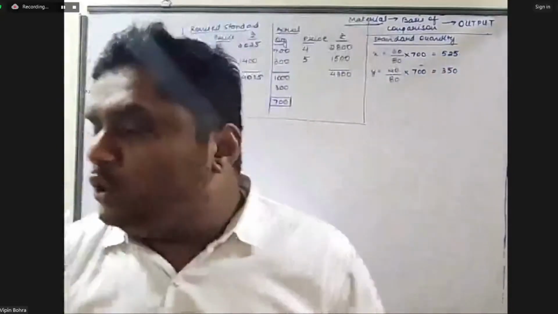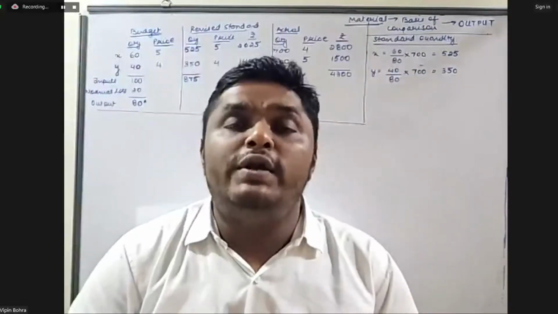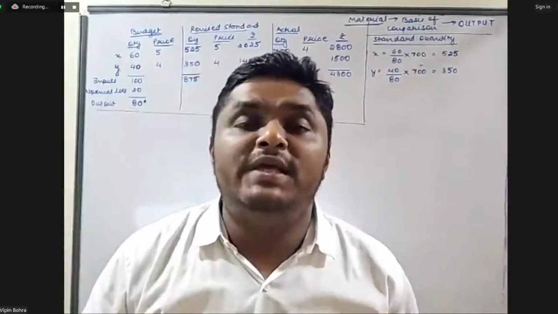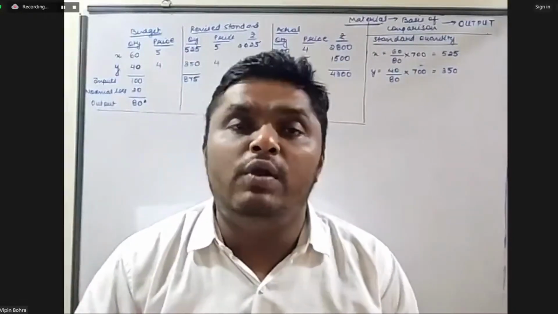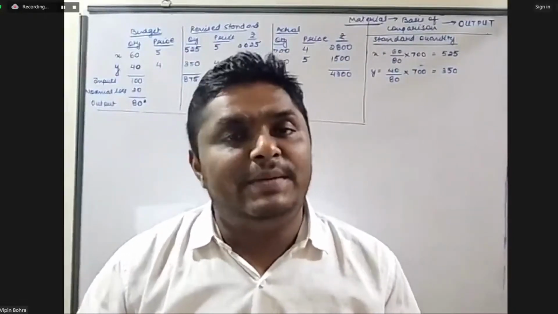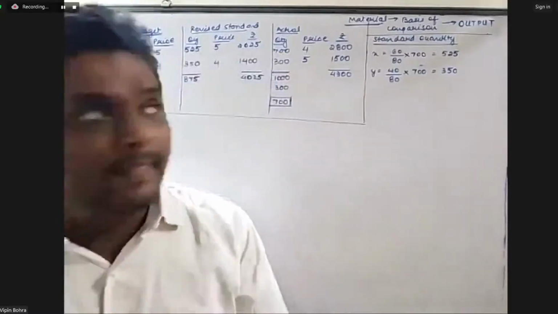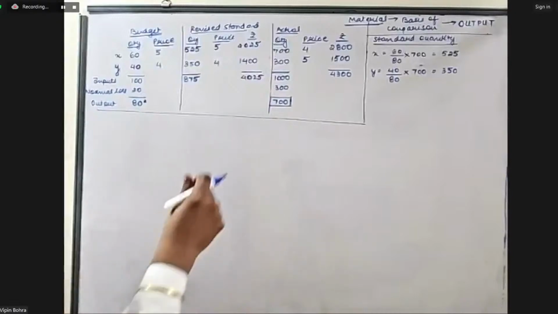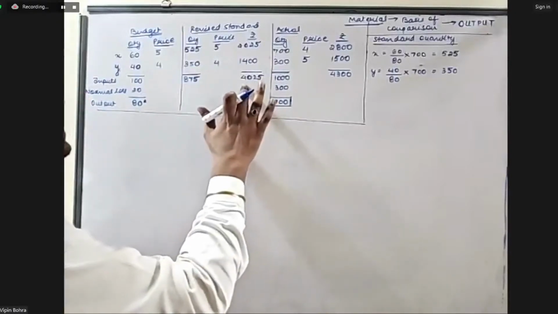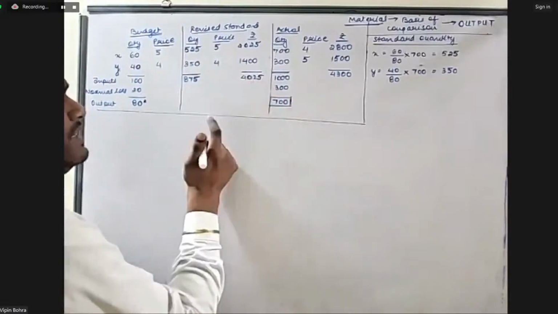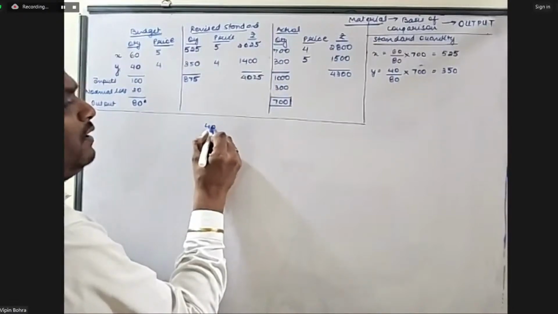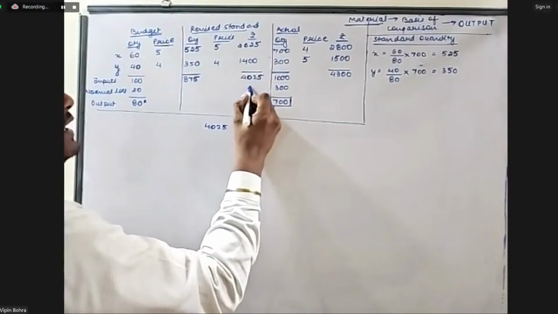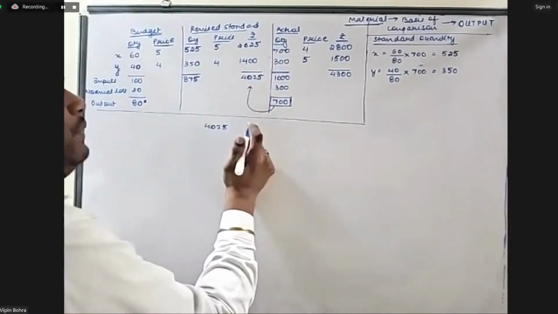Again, don't try to do any sort of rectification. Don't try to memorize any formulas. Just use your brains and apply the concept of why we are doing all this. You'll be able to understand the chapter in a better way. So very simple, guys. For this 700 units, how much amount were we supposed to spend? 4,025.